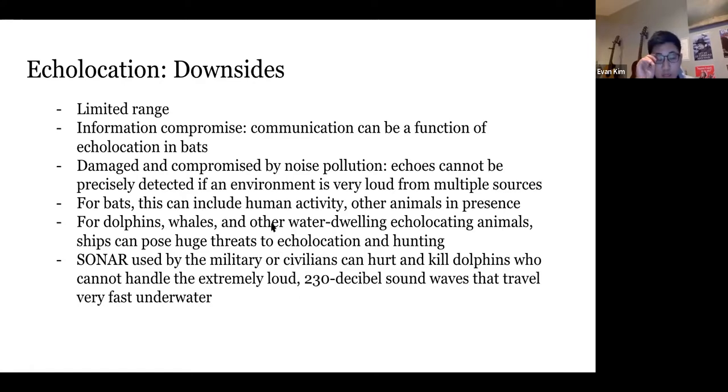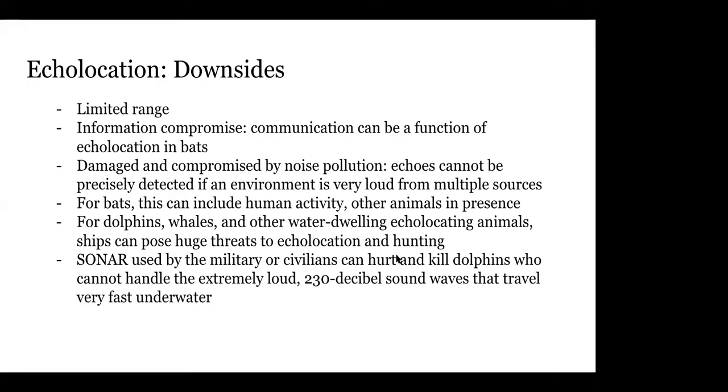It would be akin to, if you were trying to hunt, somebody shining a flashlight into your eyes from multiple different directions while you were trying to see one thing. For bats, this can include human activity and other animals in its presence using echolocation. And for dolphins, whales, and other water-dwelling echolocating animals, ships can pose huge threats to echolocation and hunting. Cruise ships, any sorts of boats that use motors that make a lot of noise in the water can very quickly reach dolphins and disrupt their ability to echolocate.